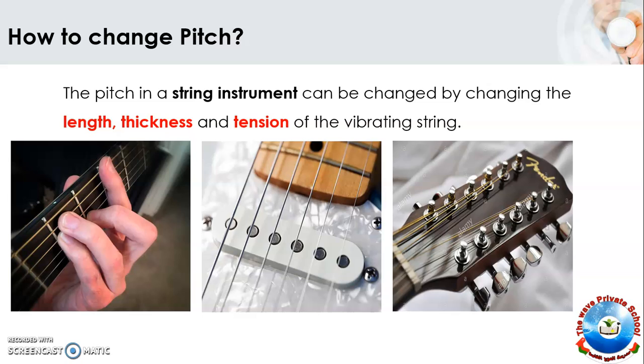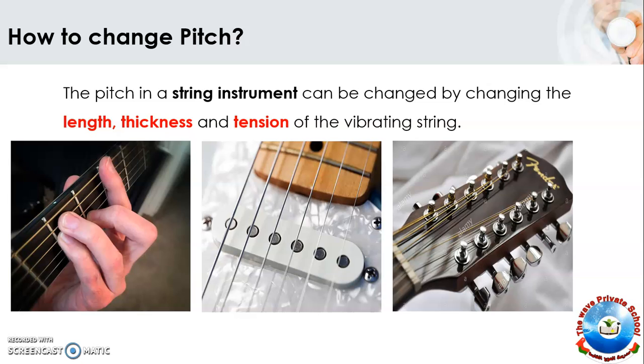Here you can see three images of a guitar. In the first, the guitar player changes the length of the vibrating strings by pressing on them. In the second, the guitar has strings of different thickness to produce a range of sounds. In the third, the pegs on the guitar are used to tighten or loosen the strings.